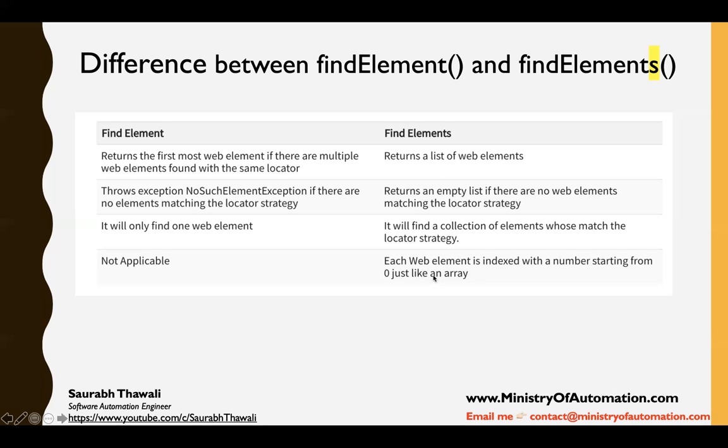Because it has more than one element, it's going to give you the element based on their indexes, right? Element at index 0, 1, 2, 3, and so on. Whereas here it's not applicable because it will always return you the one element, right?